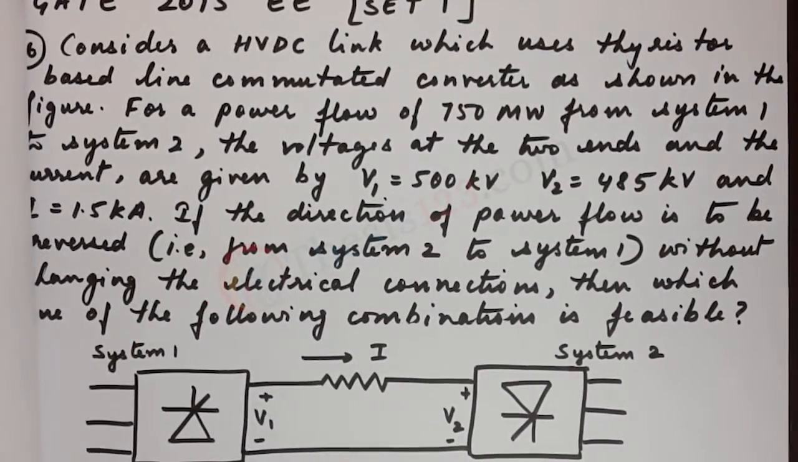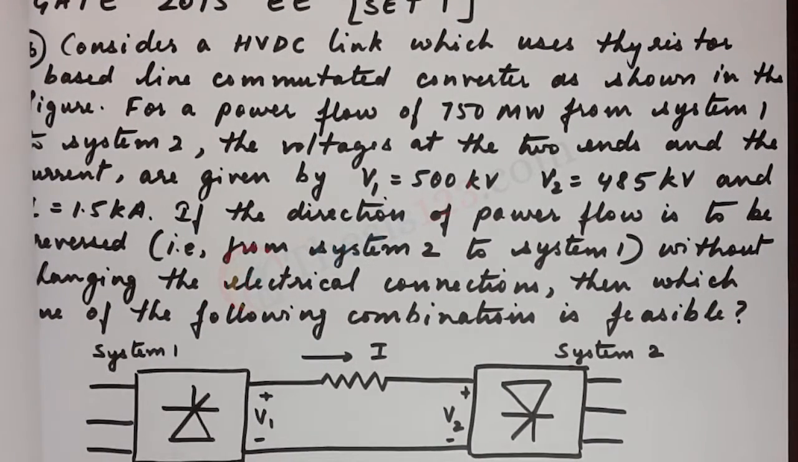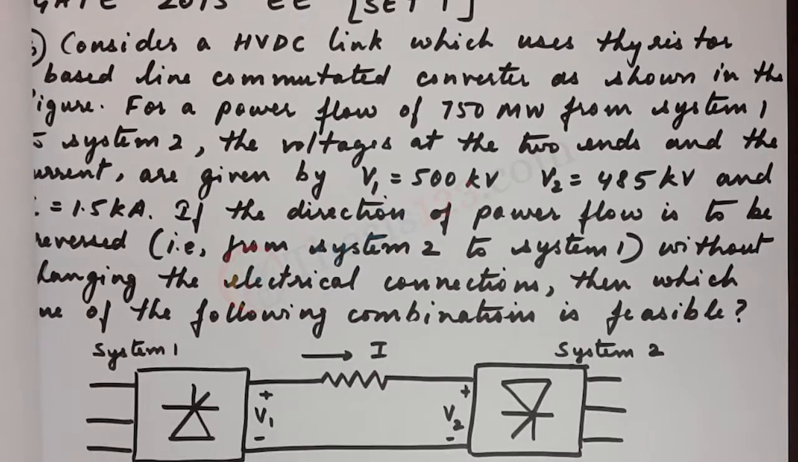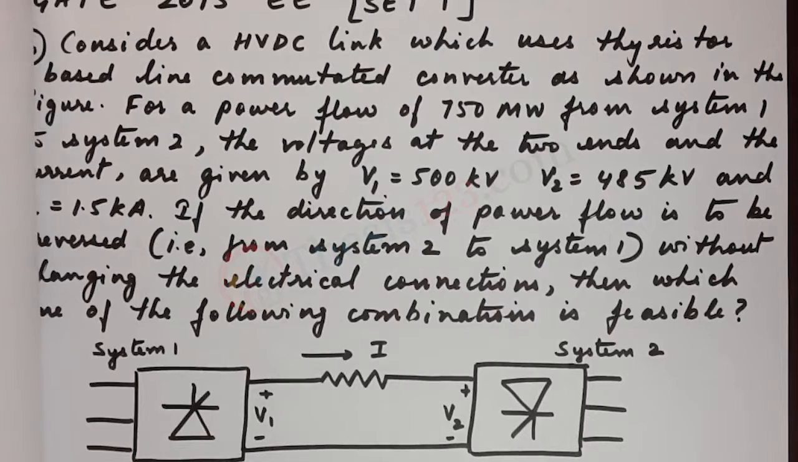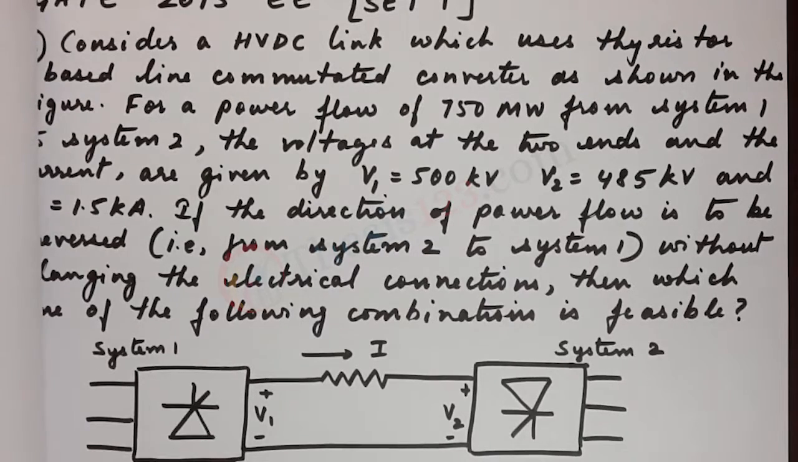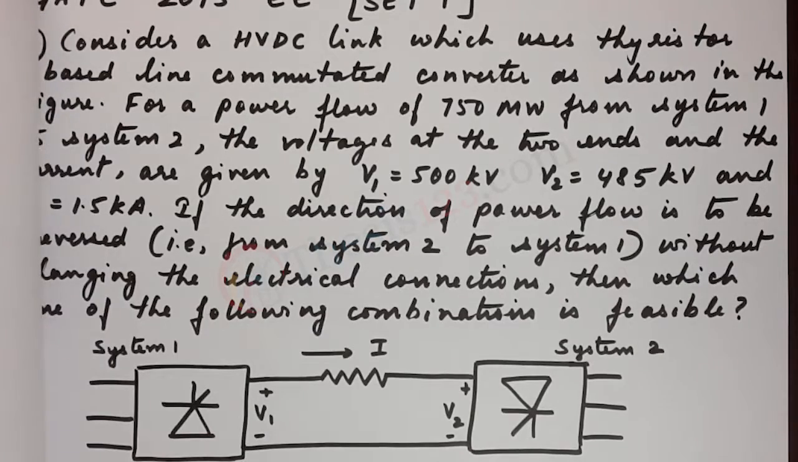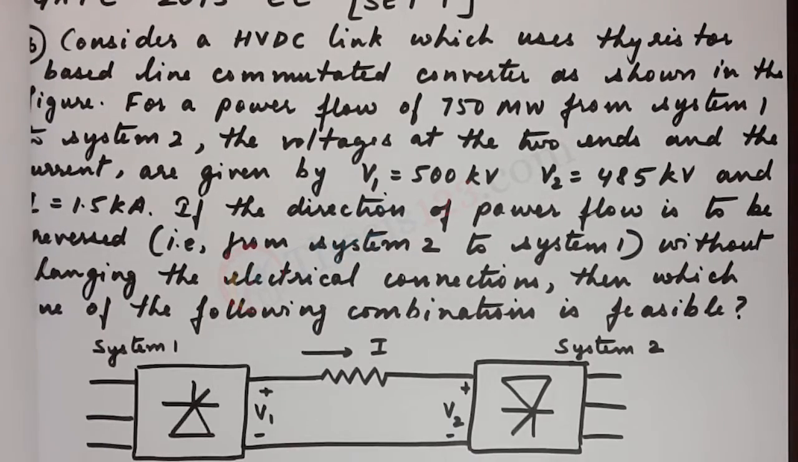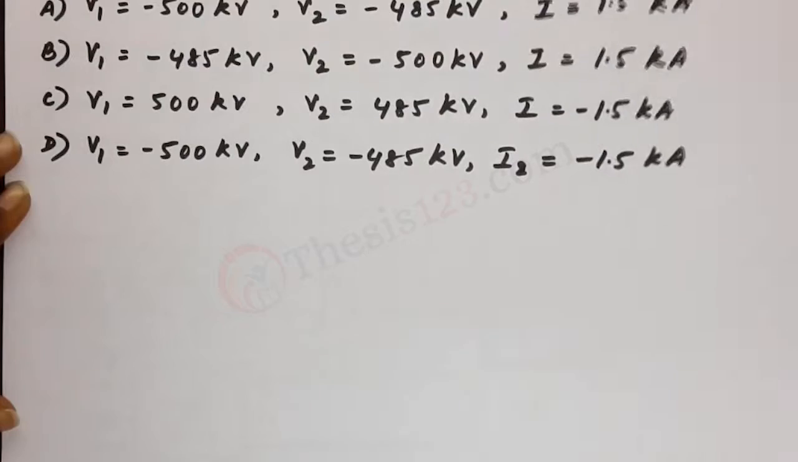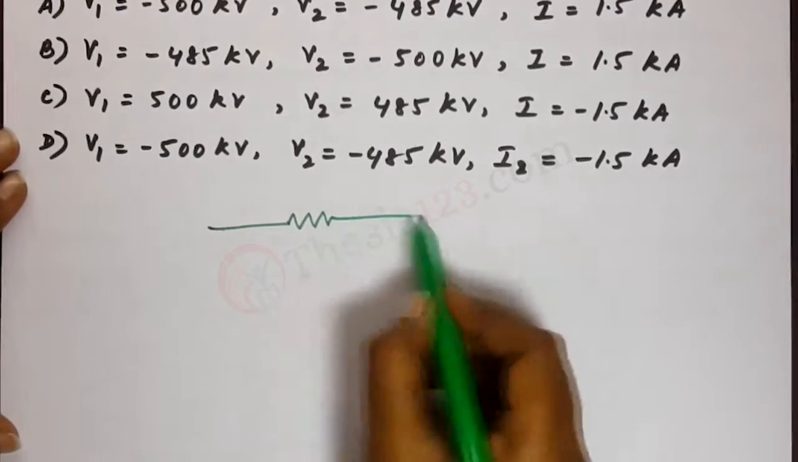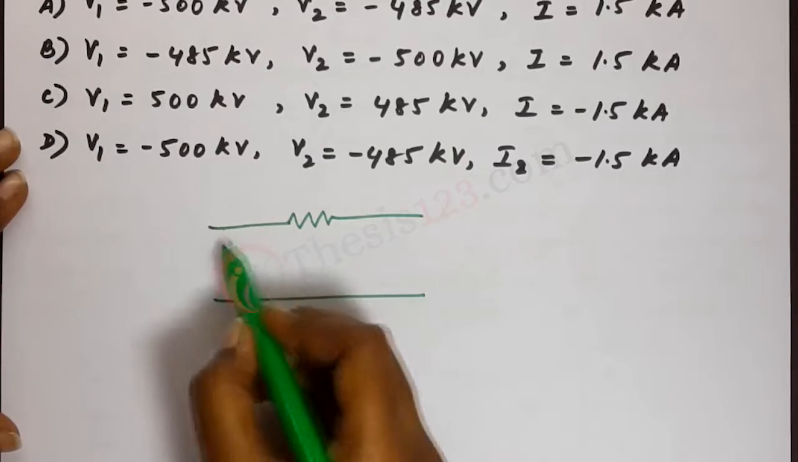Now, if we look at the figure given, we have system 1, system 2, V1 towards system 1 side, V2 towards system 2 side, and the current moving from 1 to 2. Now, the question says, what if the direction of power flow is reversed? So, in that case, here's a very rough diagram.